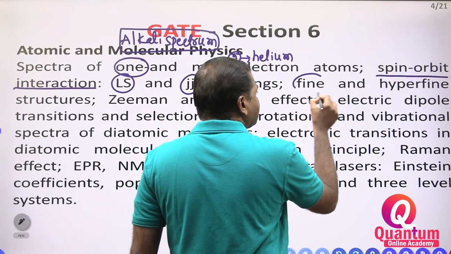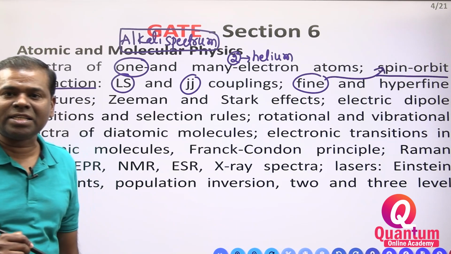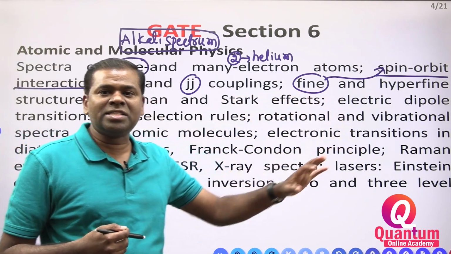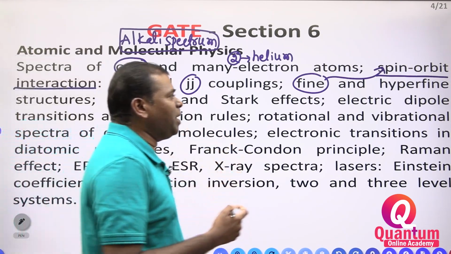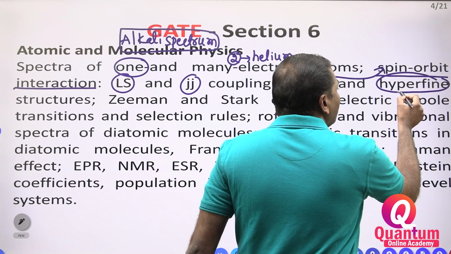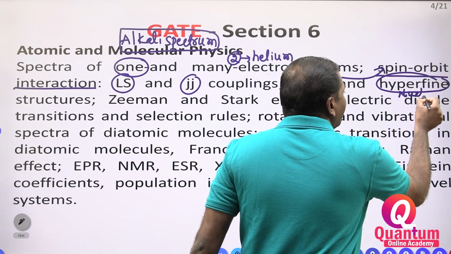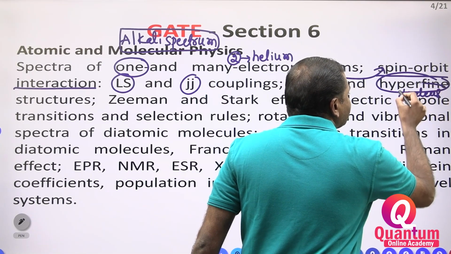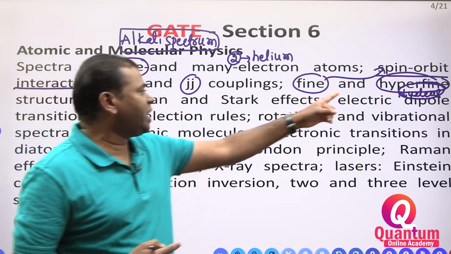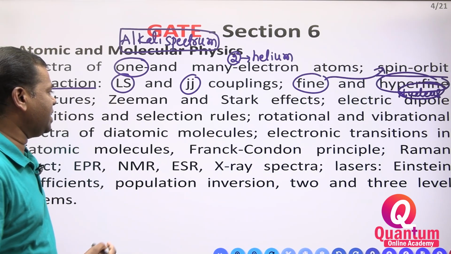What is the fine structure? That is spin orbit coupling, which we call the spin orbit interaction. Due to the spin orbit interaction, we get the fine structure. That is LS coupling only. For hyperfine structure, in addition to spin orbit, we are considering the nucleus also. Here the nucleus takes a major role, and nuclear spin also has to be considered. That's why we call it hyperfine structure.